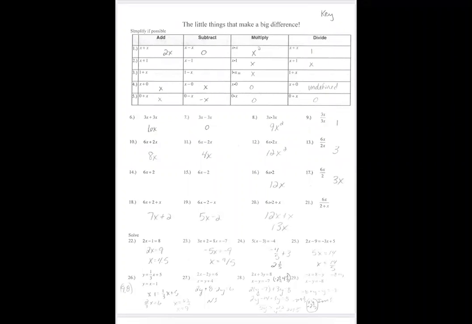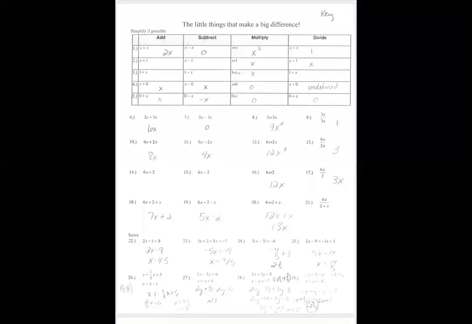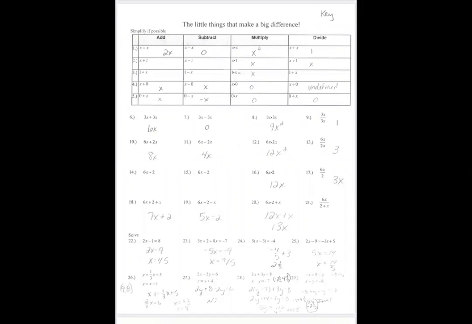Okay, so looking at the chart, the first row, to add x plus x, you get 2x. You can think of that as 1x plus 1x, combining like terms. They have the same variable with the same power. Subtracting x from x for the next item will always get you 0. And the multiplication, a variable times itself, would be the same as squaring that variable.